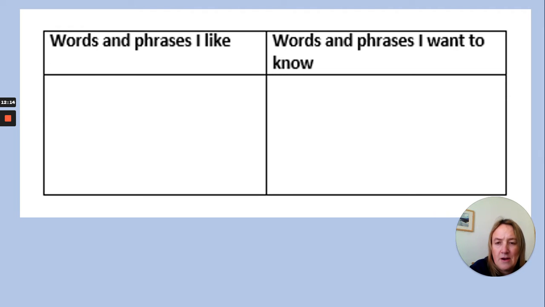And I don't want you to copy a whole paragraph, I just want you to bullet point some of your ideas. And then on the other side, the other column, words and phrases you want to know. So maybe there are some phrases you're not sure about, or maybe it's an adjective or verb you're not really sure of, and that's fine, that's how we learn what those mean. So if you can pause the video and have a go at those, please. Okay, how did you get on? Have you managed to put ideas in both?